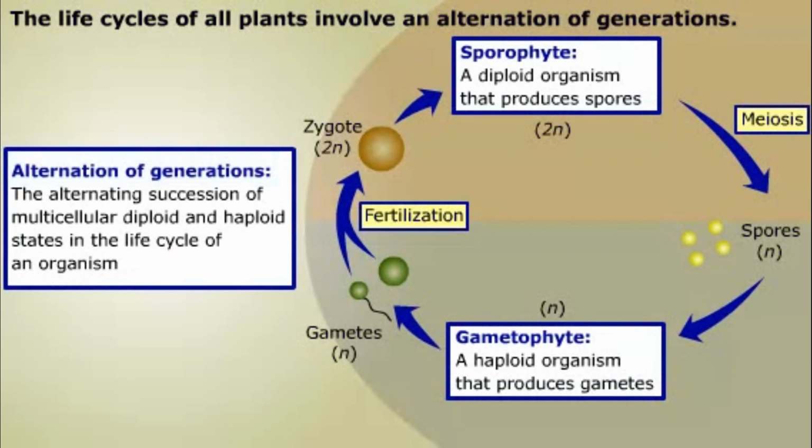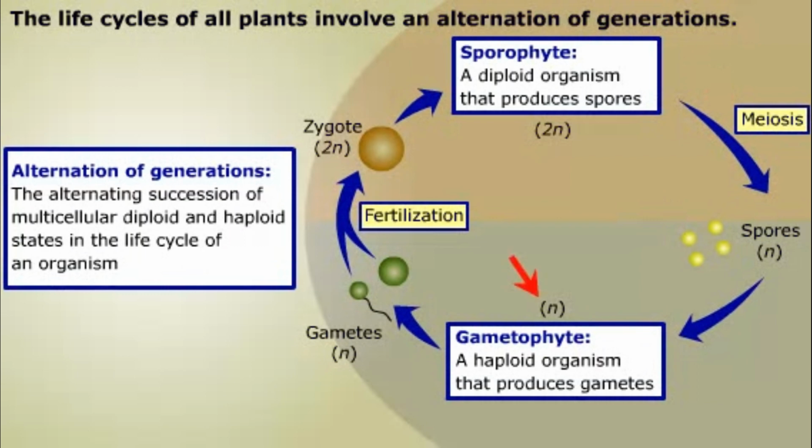Each generation develops into a multicellular organism. One generation is a diploid organism called a sporophyte, which produces the reproductive cells called spores. The spores of plants are produced by meiosis, so they're haploid. A spore can develop into an adult organism without interacting with any other cells.